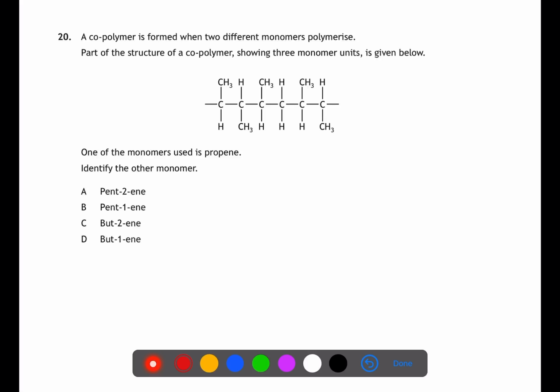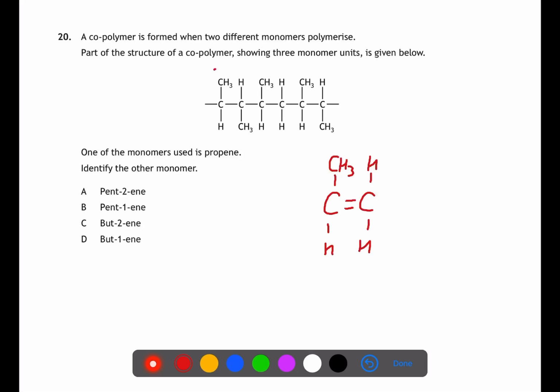Part of the structure of a copolymer, showing 3 monomer units, is given below. One of the monomers used is propene. Identify the other monomer. First, I'm going to draw propene in the form of the monomer that we would usually see. This would be in the H arrangement, and we have 3 carbons. So one of the monomers we're looking for has this arrangement. We need to find the other.